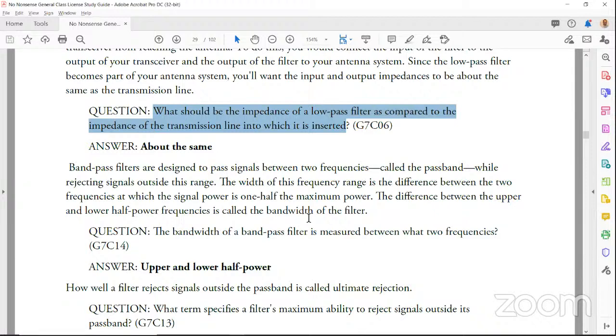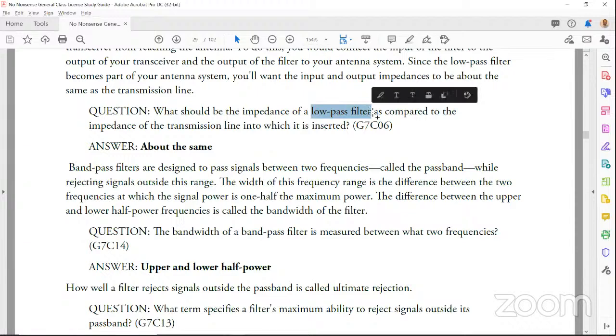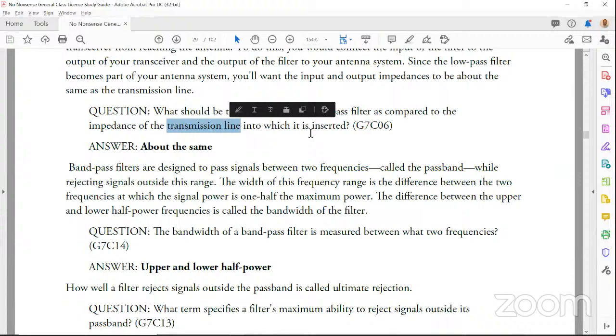What should be the impedance of a low-pass filter as compared to the impedance of the transmission line into which it is inserted? So let's dissect this question. They're asking us about impedance, but of what? A low-pass filter. Compared to what? The impedance of the transmission line into which it's inserted.